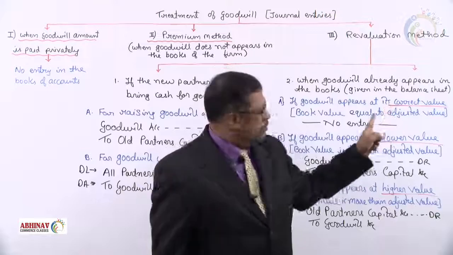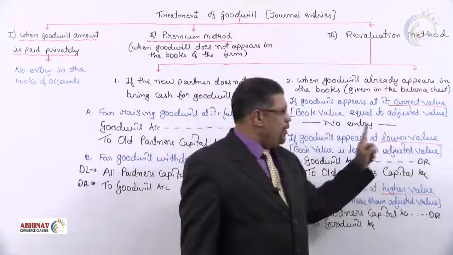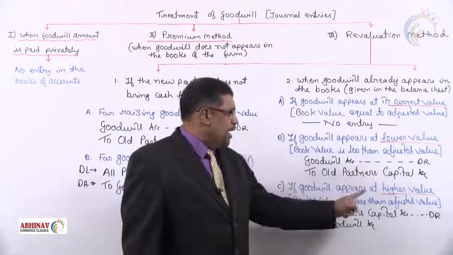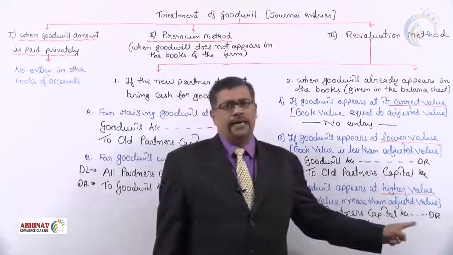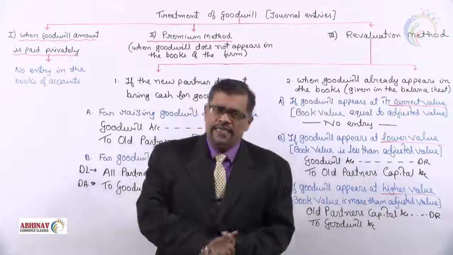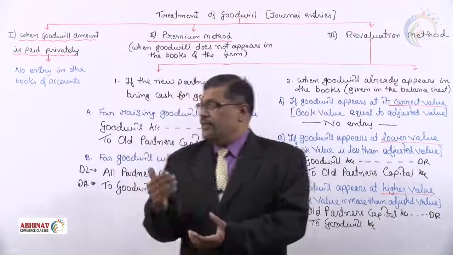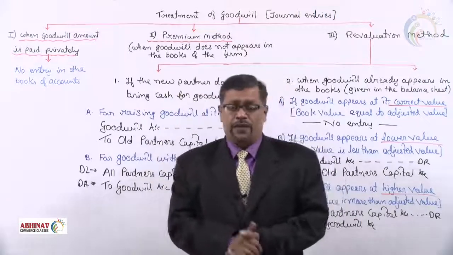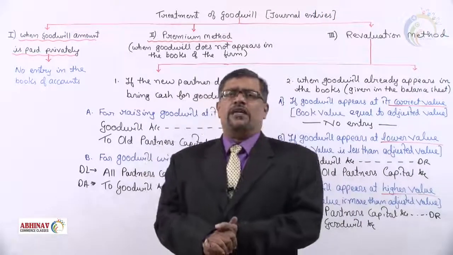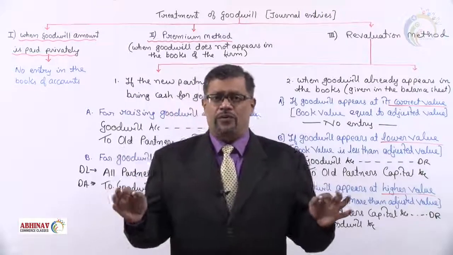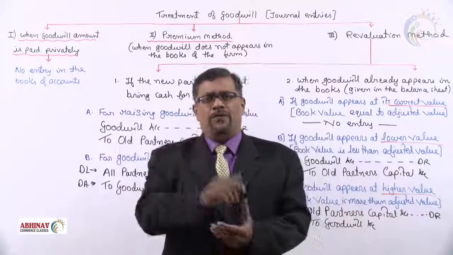Correct value, book value equals adjusted value. Lower value, book value less than adjusted value. Higher value, book value more than adjusted value. In this session, we have learned the treatment of goodwill and the various journal entries under various methods. In the next session, we shall learn how to prepare a revaluation account before we start with the problems on admission.